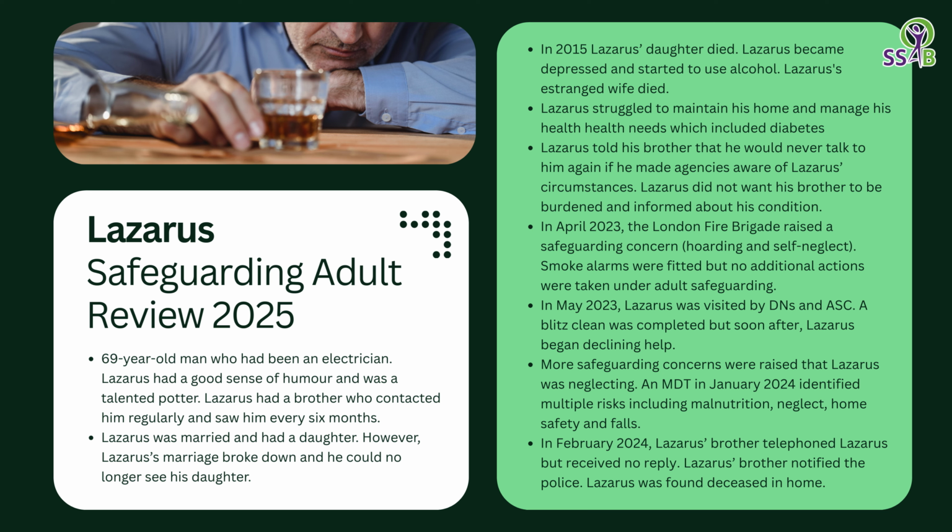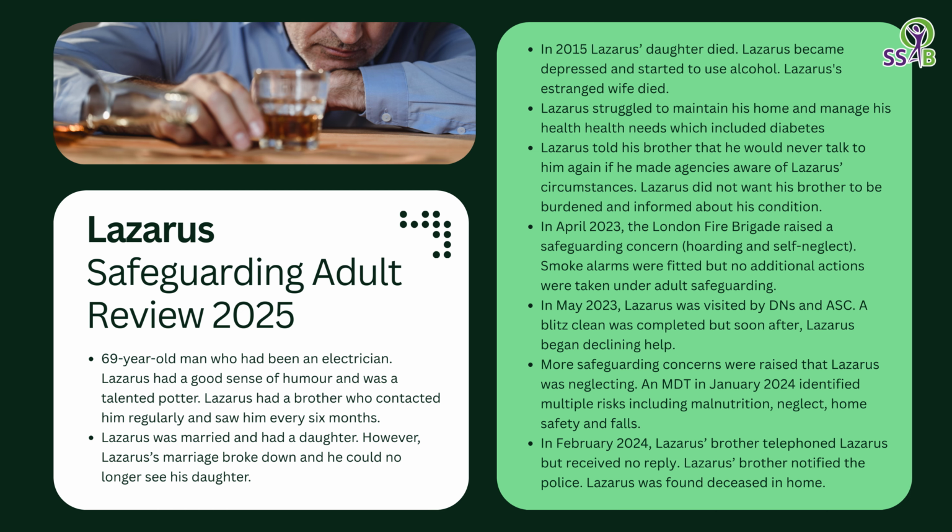Lazarus's estranged wife also died. And Lazarus struggled to maintain his home and to manage his health needs, which also included diabetes. And Lazarus told his brother that he'd never talk to him again if he made any agencies aware of Lazarus's circumstances. Lazarus didn't want his brother to be burdened or told about his condition.